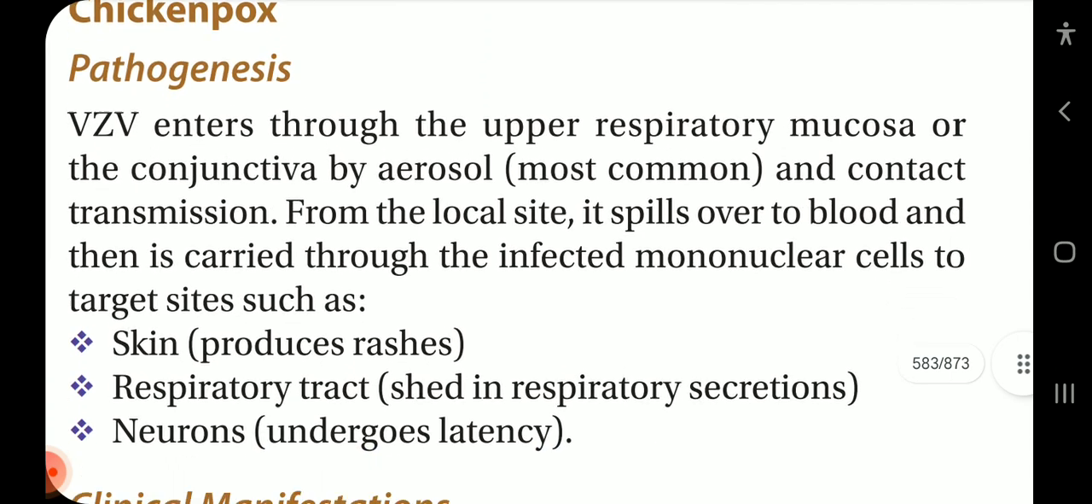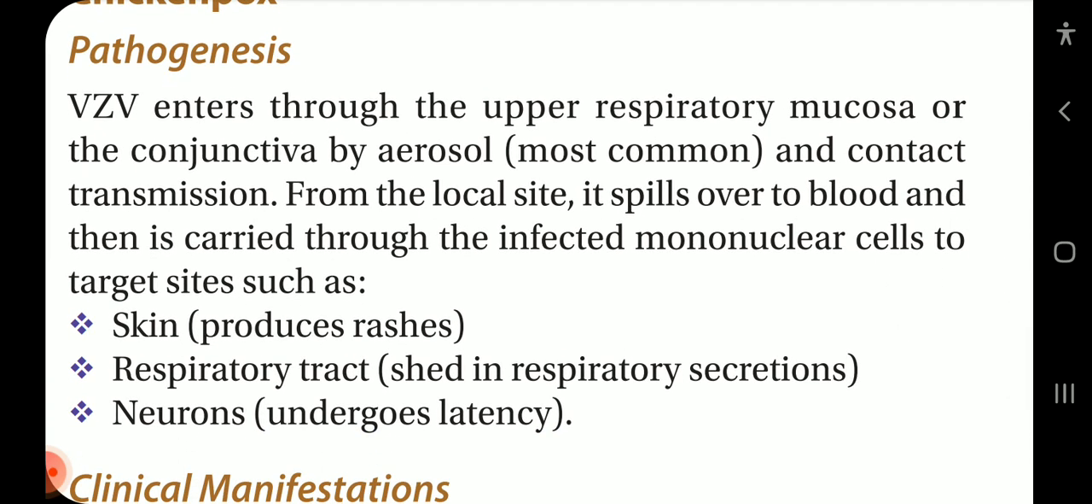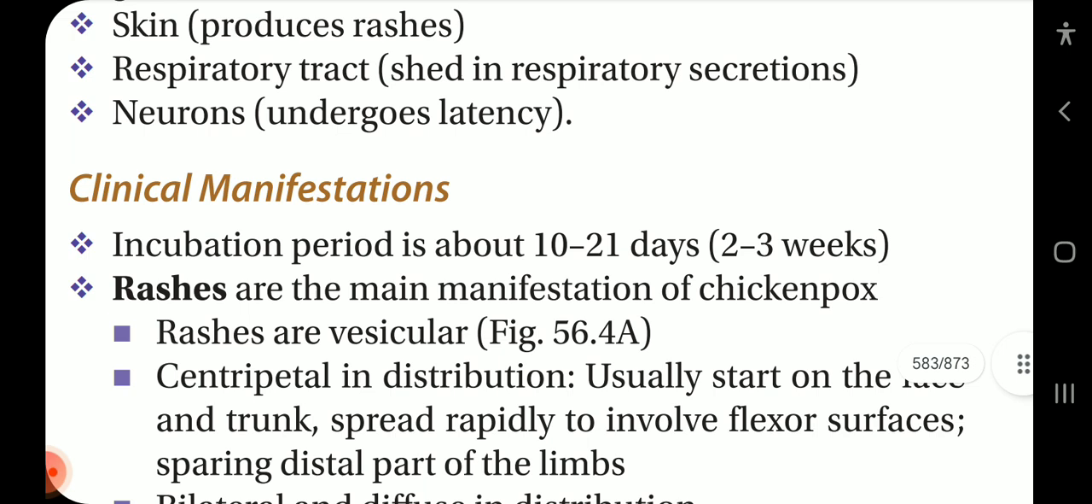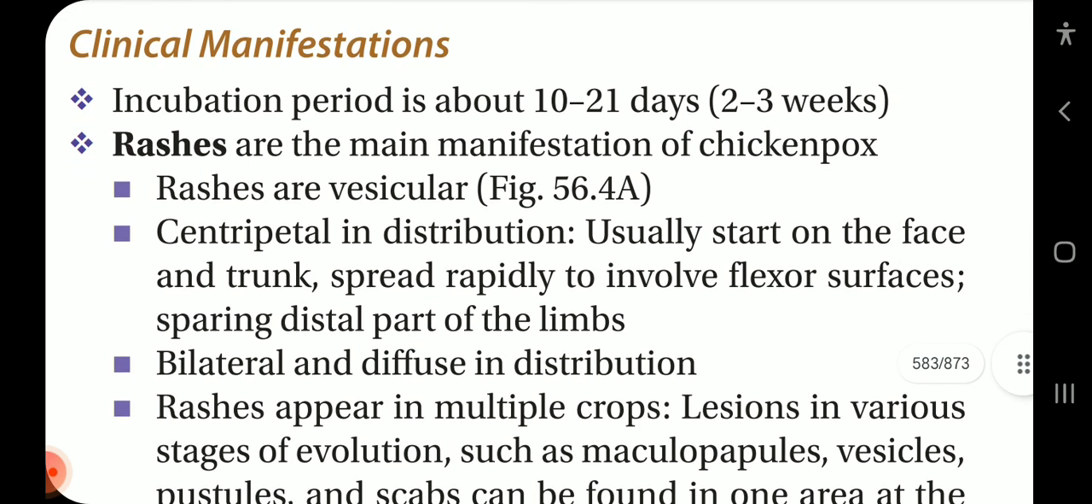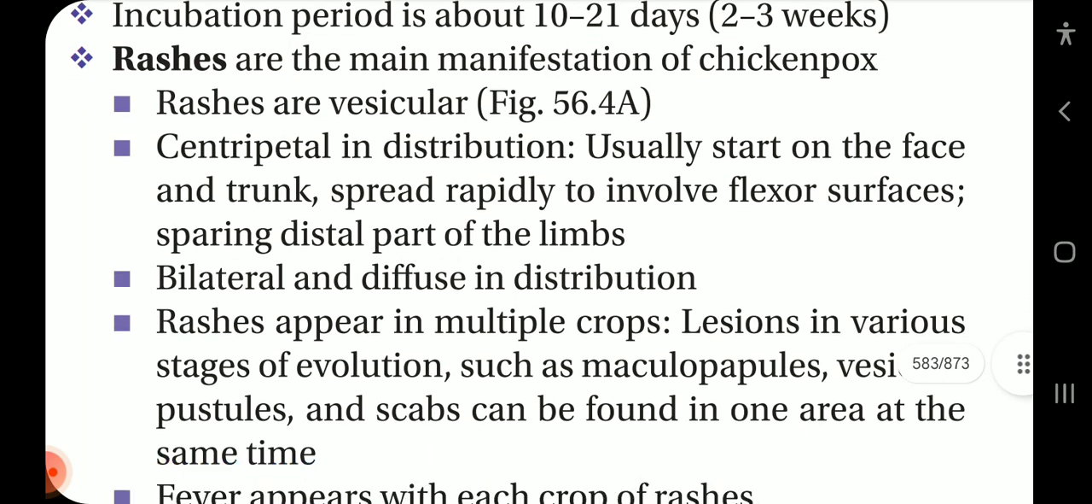Chickenpox. Pathogenesis. VZV enters through the upper respiratory mucosa or the conjunctiva by aerosol, most common, and contact transmission. From the local site, it spills over to blood and then is carried through the infected mononuclear cells to target sites such as skin, produces rashes, respiratory tract, shed in respiratory secretions, neurons, undergoes latency. Clinical manifestations. Incubation period is about 10 to 21 days, 2 to 3 weeks. Rashes are the main manifestation of chickenpox.